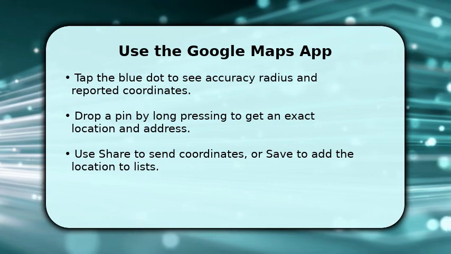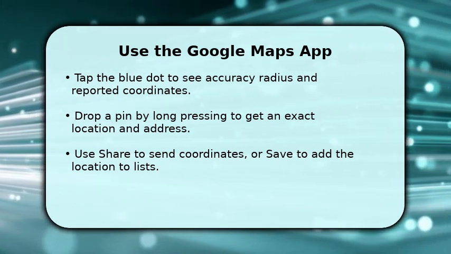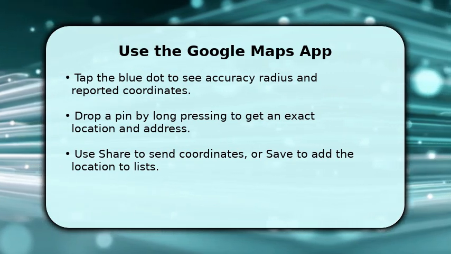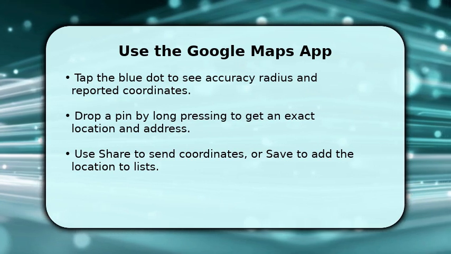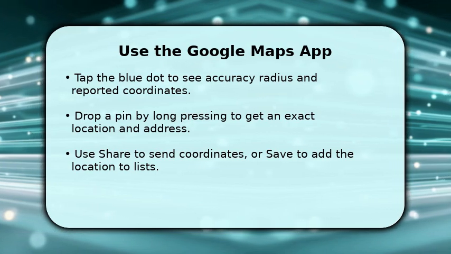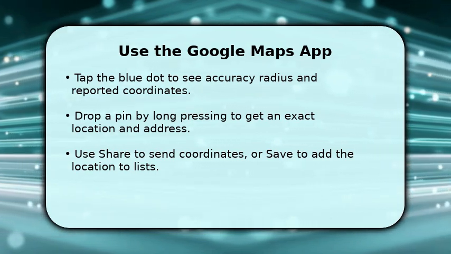If the blue dot is missing, press the Locate button in the lower right corner. Drop a pin by long pressing on any map point to get an exact location and address. Use Share to send coordinates or Save to add the location to lists for later reference.